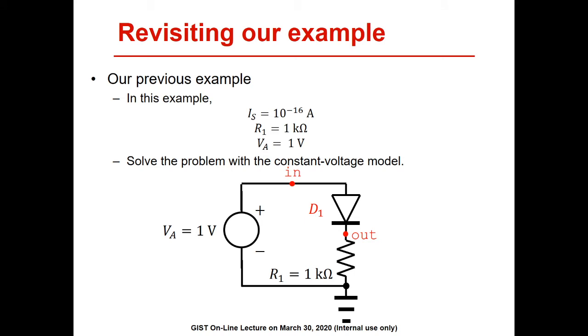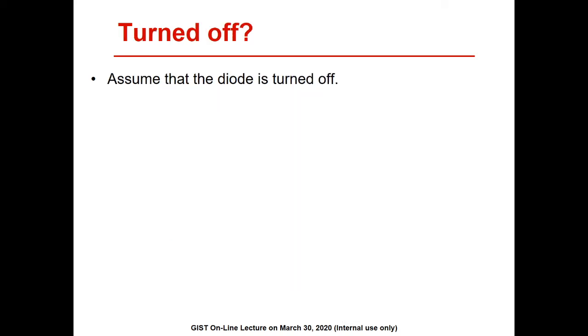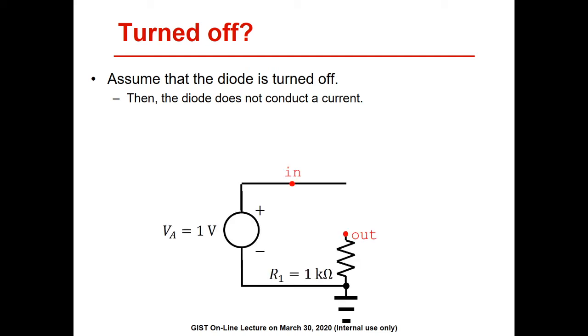Let's solve our previous problem introduced in part 1. This time, use the constant voltage model. In this model, first, we must determine whether the diode is turned on or turned off. Assume that the diode is turned off. Then, the diode does not conduct a current. The circuit schematic actually becomes like this.